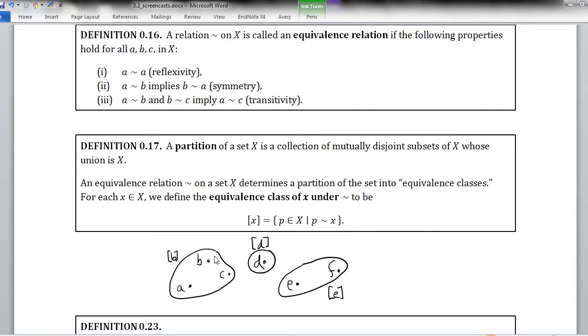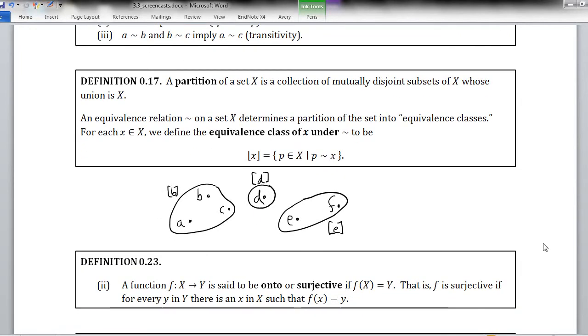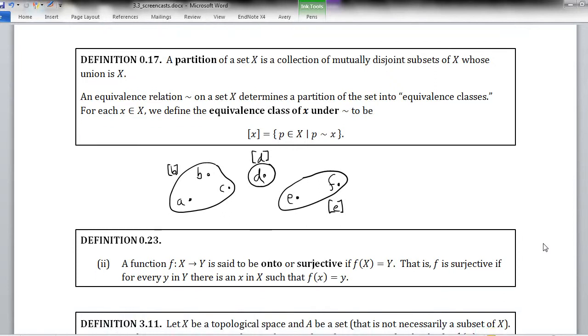So for example, this subset of X right here is the equivalence class of b, assuming that a and c are both equivalent to b. Whereas d is only equivalent to itself in this picture, so it is its own equivalence class. And this could be written as the equivalence class of e if e and f are equivalent. This could also be the equivalence class of a or c, and this could equally well be the equivalence class of f. All right, so if we have an equivalence relation, we get a partition, and vice versa.